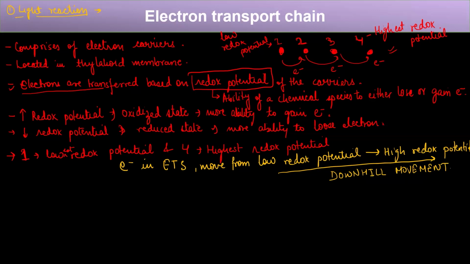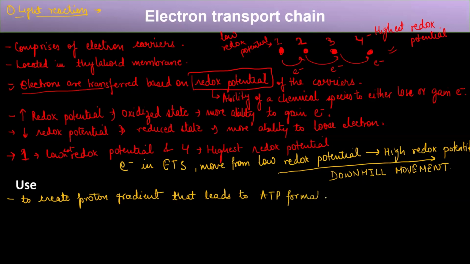Now, what is the use of this electron transport chain? The use is to create a proton gradient. So what does proton gradient mean? The difference in the level of protons. It is used to create a proton gradient, and that leads to ATP formation.